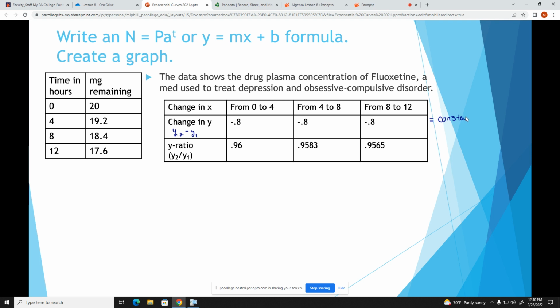And because they are constant, that means that it is linear. And so I should be writing the y equals mx plus b model, and when I create my graph, it should be that of a straight line.